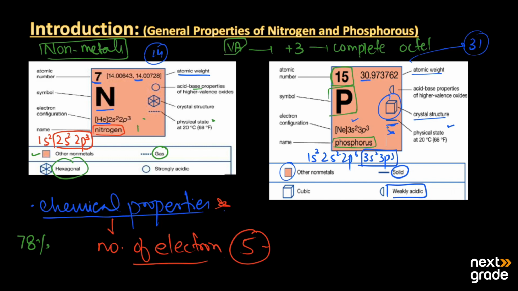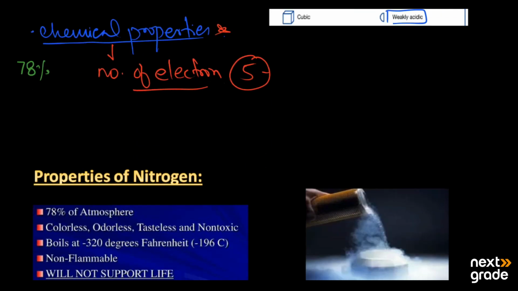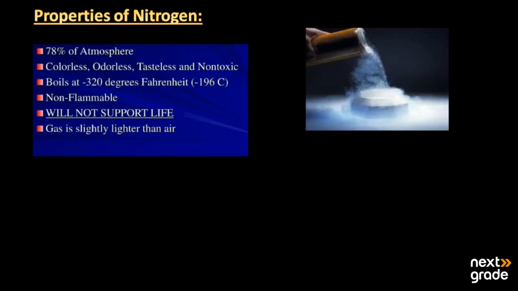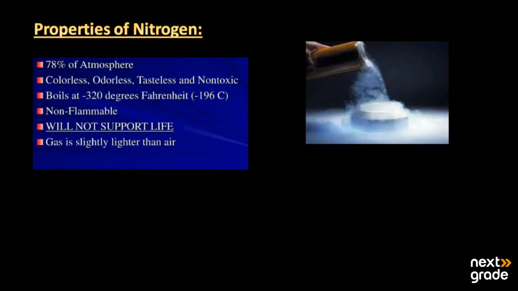Now what are the other main properties of nitrogen and phosphorus as non-metals? First we have the properties of nitrogen. The percentage of nitrogen present in our atmosphere is 78%. Looking at the simple composition of air in the atmosphere, 78% is nitrogen, 21% is oxygen, 0.03% is carbon dioxide, and the rest is a small portion of other rare gases that make up the Earth's atmosphere.